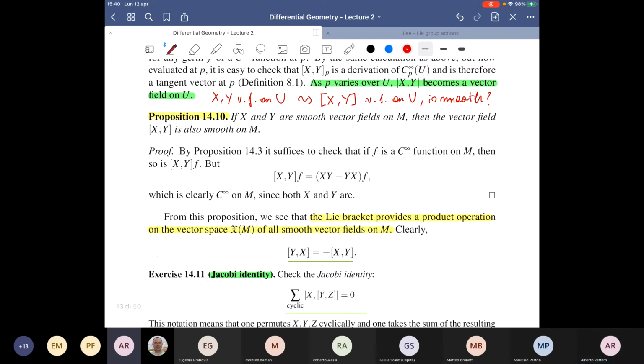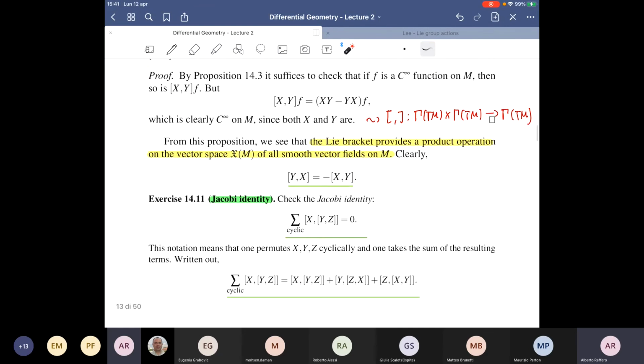So this tells us that our map given by the bracket maps smooth vector fields to smooth vector fields. And so this is a way of obtaining a new vector field starting from two old ones. Of course, the properties of this bracket map are not exhausted by the fact that it is smooth and maps smooth vector fields to smooth vector fields.